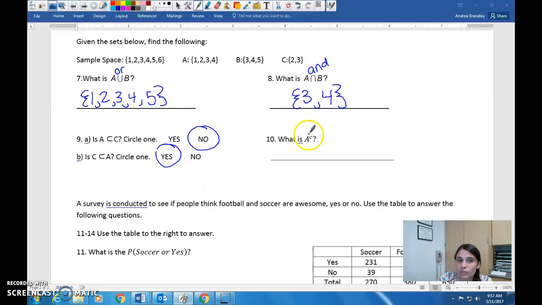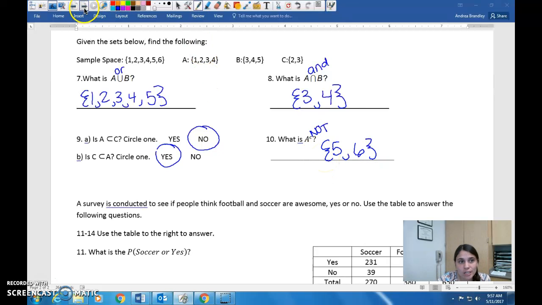The last one for this section is what is a complement, which means what is not in A. So my sample space is the numbers 1, 2, 3, 4, 5, 6, and A has 1, 2, 3, and 4. So the only two numbers A does not have are 5 and 6.